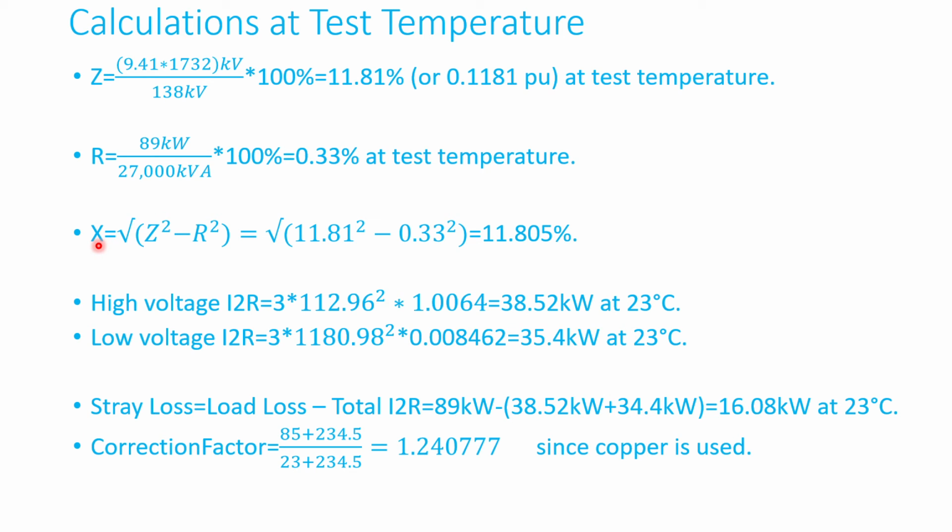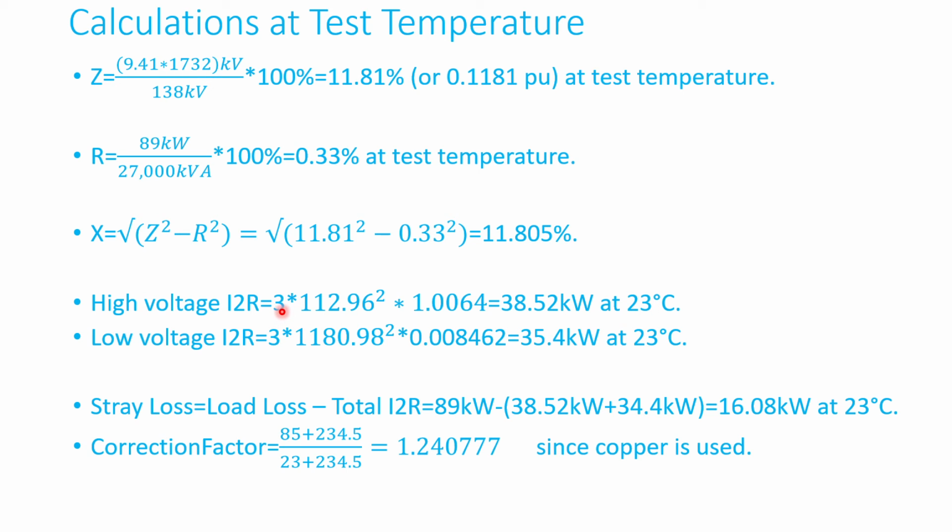Reactance from the previous equation is the square root of impedance squared minus resistance squared. So if I plug in the numbers, I get 11.805%. So the high voltage I squared R, so this is the total, 3 because I have three phases, times the current in the high voltage windings, 112.96 squared times the per phase resistance, which is 1.0064, which comes to 38.52 kilowatts at 23 degrees Celsius.